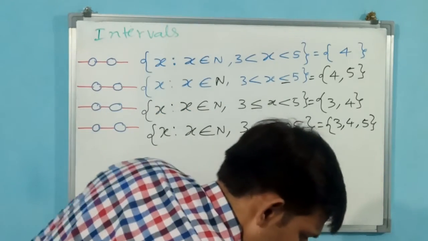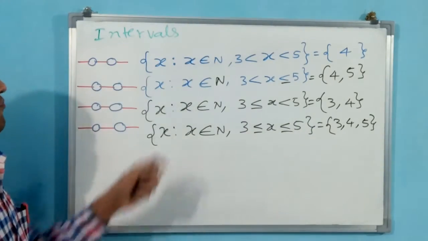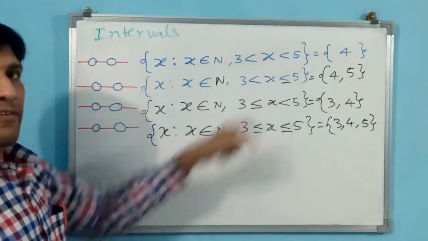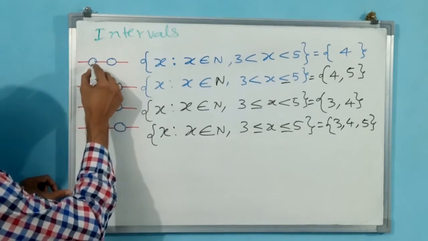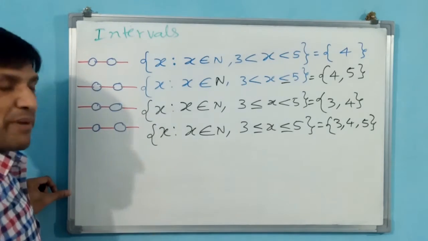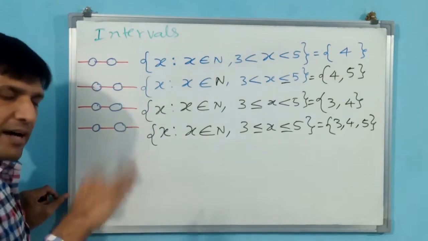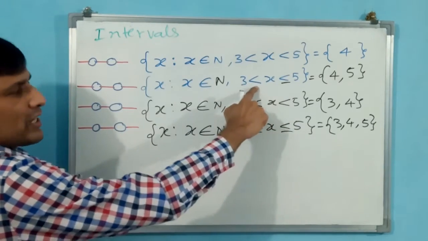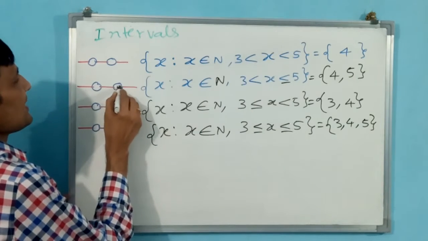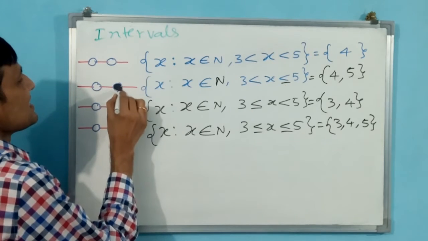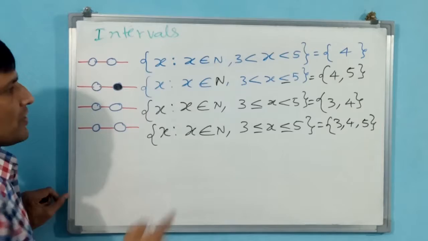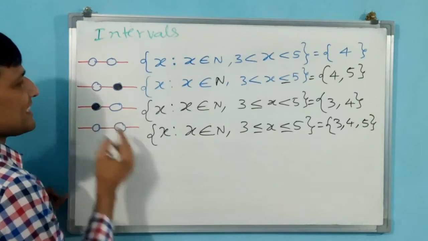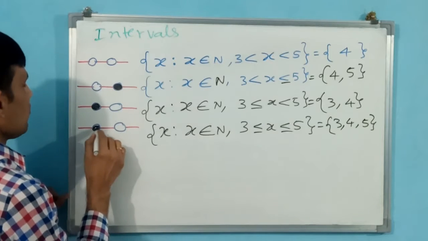Okay. Now you see here greater than 3, less than 5. Both I am going to leave empty, open interval. I am going to tell you how open and all afterwards. But here, equal to is there, that is why I am closing this. Here 3 is equal to, then I am closing this. Here both are equal to, then I am closing both.